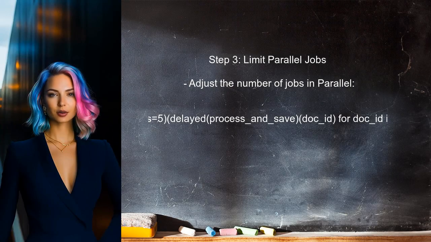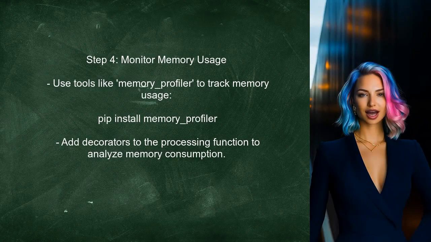Additionally, the user might want to limit the number of parallel jobs. Reducing the number of jobs can help decrease memory consumption during processing. Finally, the user should monitor memory usage during execution. This can help identify any potential memory leaks or issues with the processing function.